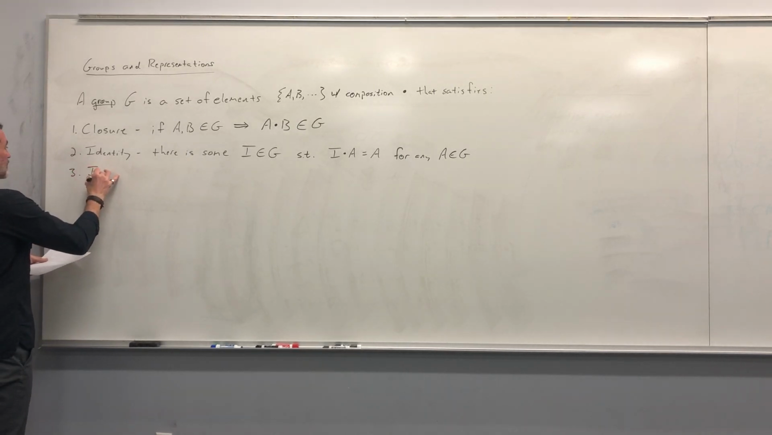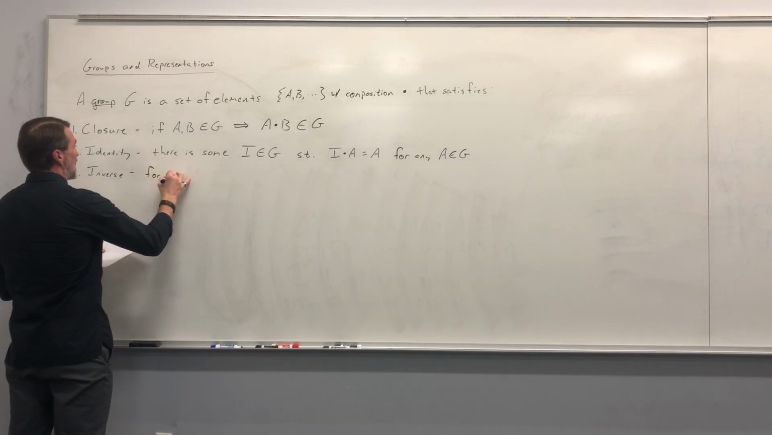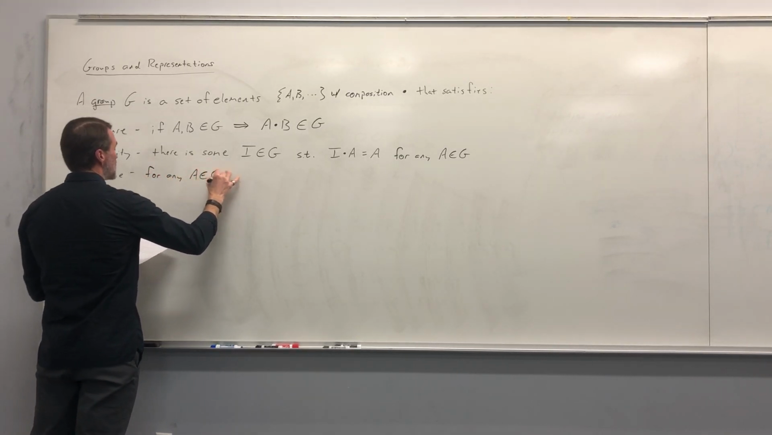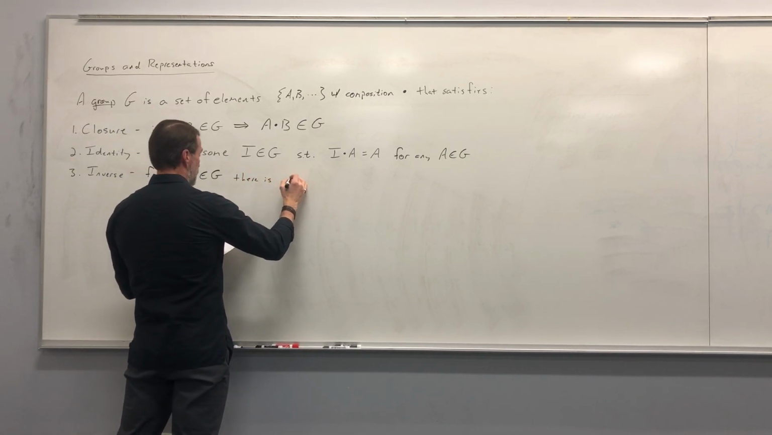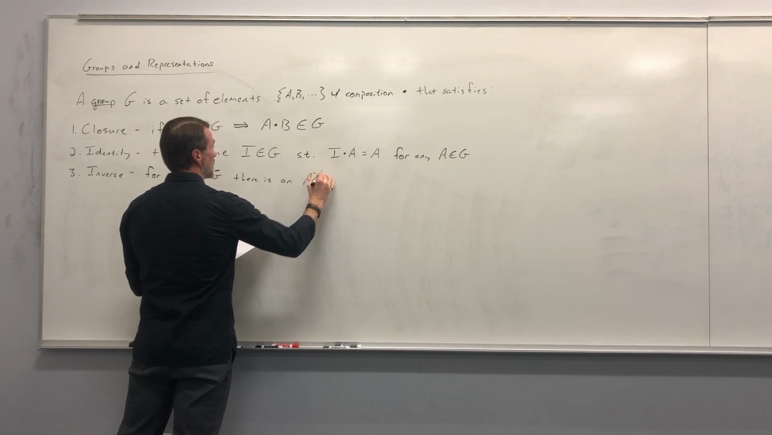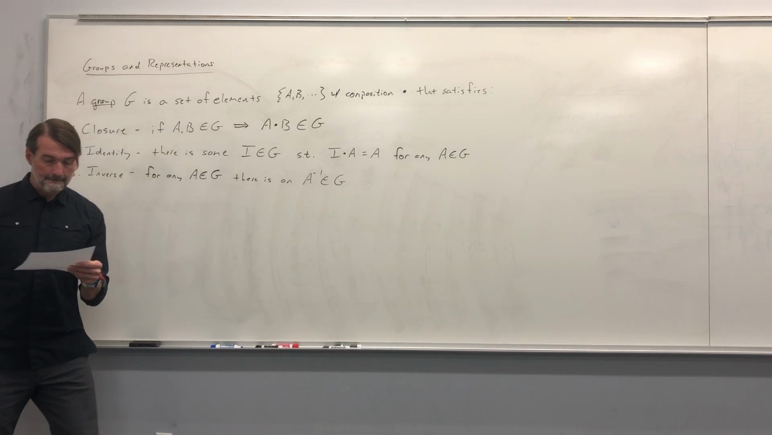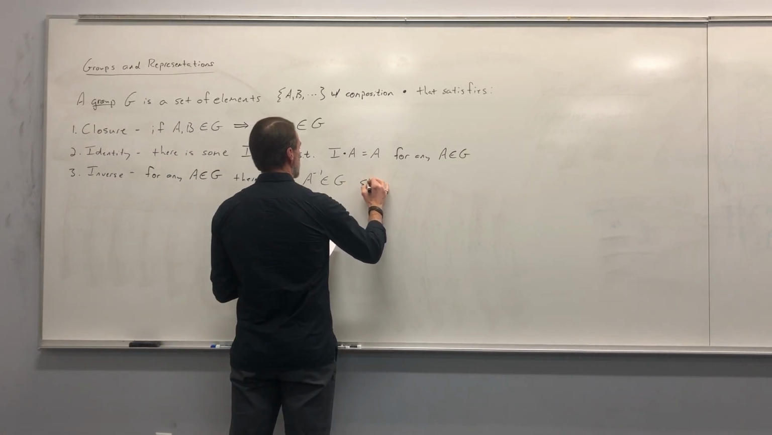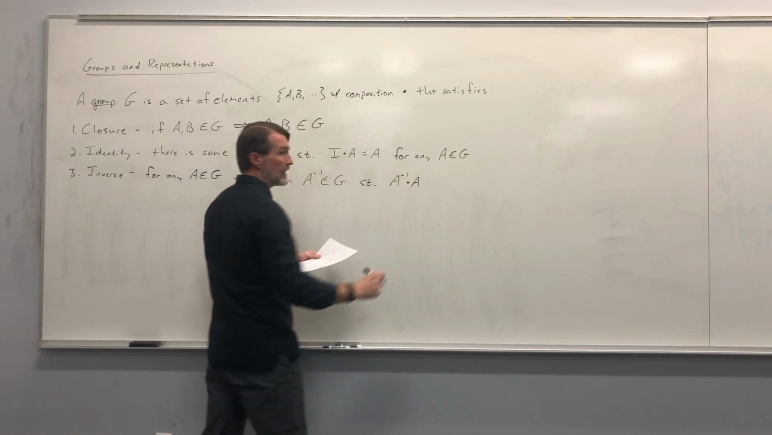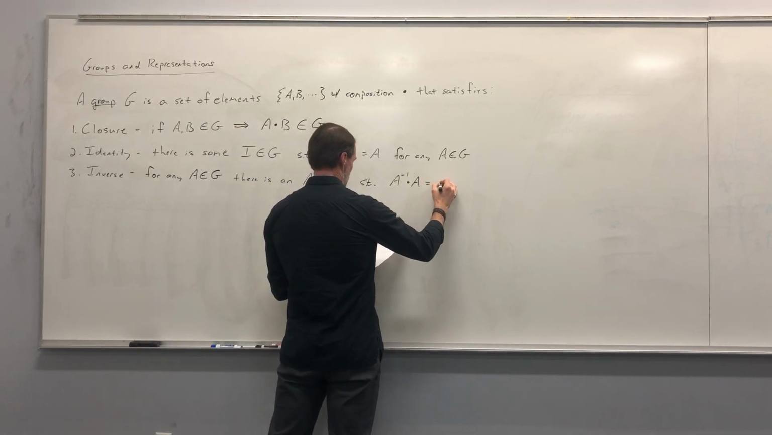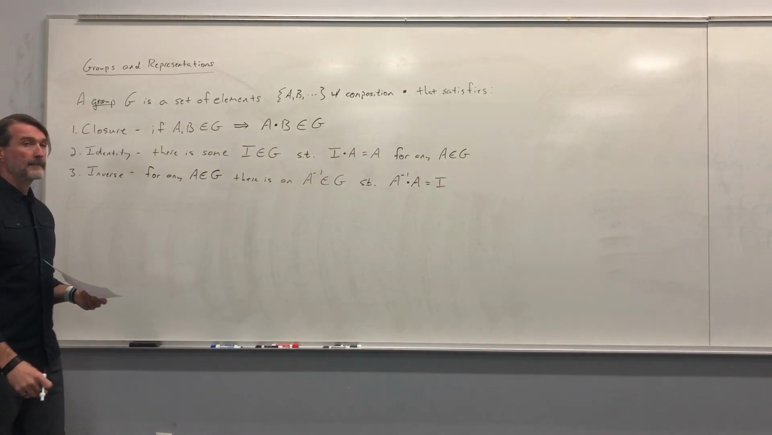Three, inverse. For any A in G, there is an inverse element, A inverse, which also exists in G, such that A inverse composed with A gives me the identity.